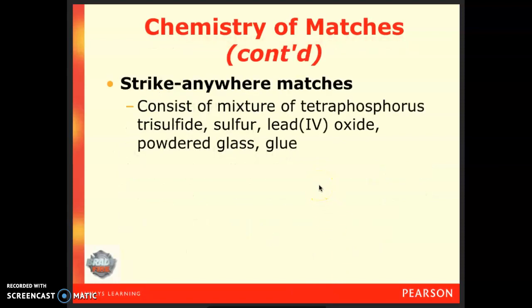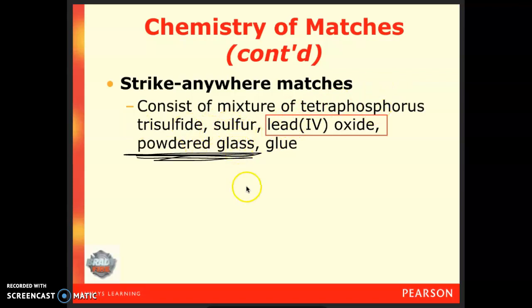Now, going into the two dimensions here, strike anywhere matches, what we have is a mixture here of tetraphosphorus trisulfide, sulfur, lead 4 oxide, powdered glass, and glue. And it is the powdered glass component right here that is what allows it to be a strike anywhere. This is your rough surface. So the main purpose of the box or the back of the matchbook on safety matches is providing that rough surface against which we can strike the match head and it will cause the reaction to go. The lead 4 oxide is going to be acting as your oxidizer. And then the phosphorus and sulfur compounds are going to be acting as your fuel.